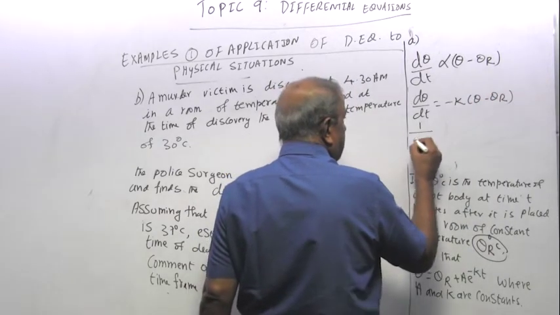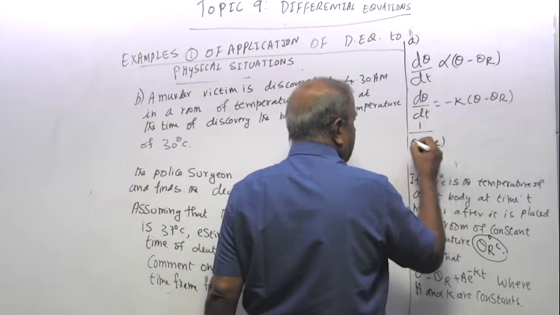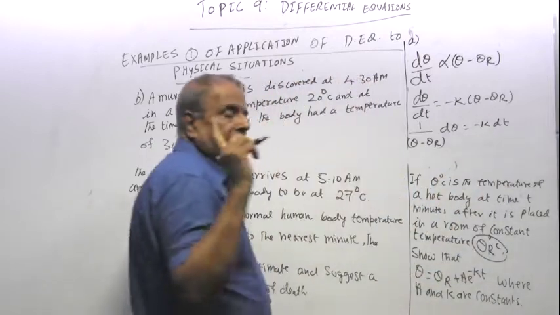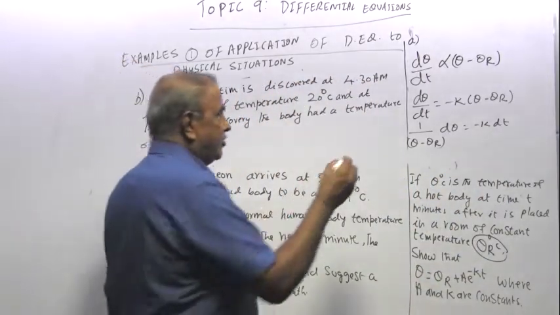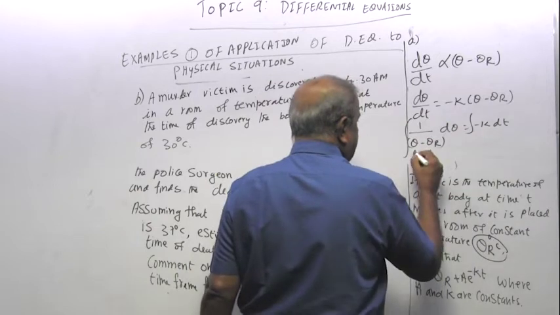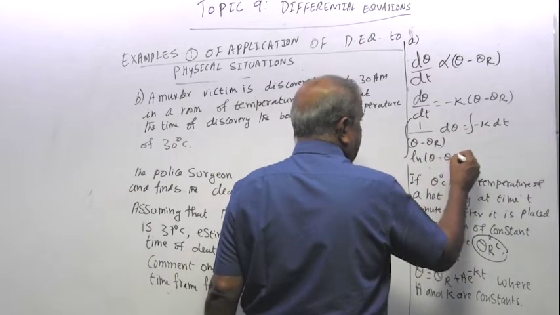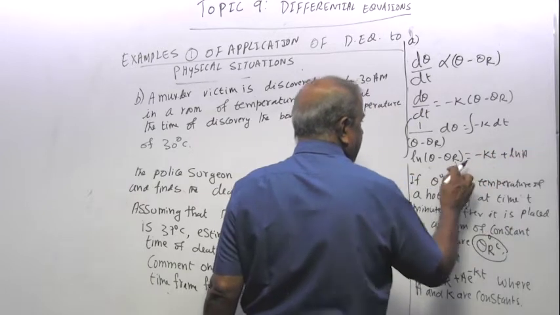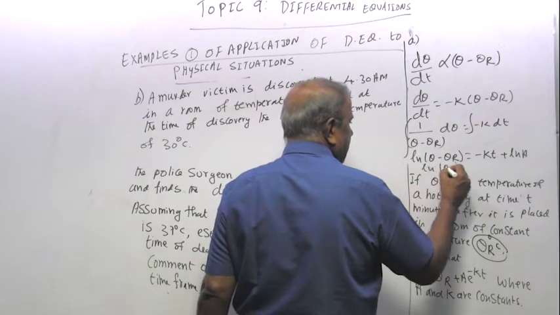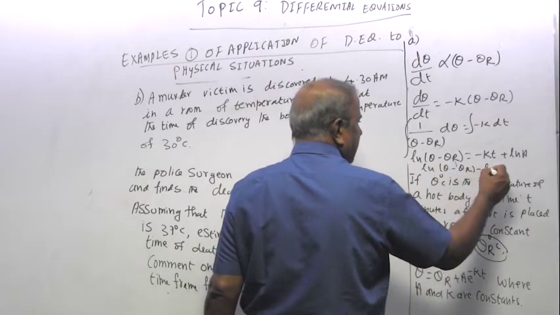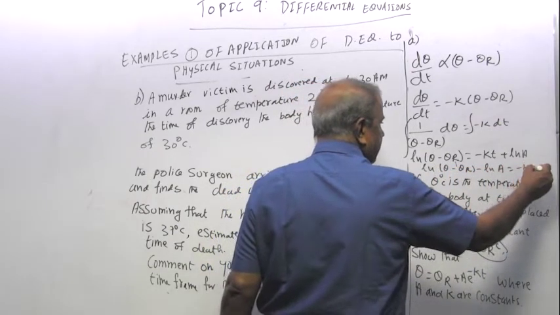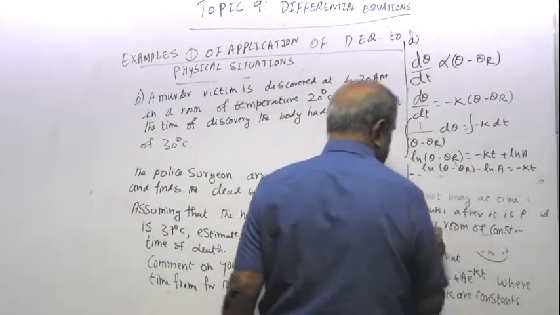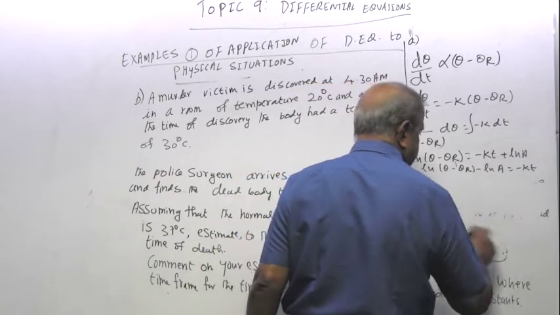Separate the variables. 1 over theta minus theta r d theta equals minus k dt. Remember, theta r is a constant. So if I integrate it, I get ln of theta minus theta r equals minus kt plus ln a. So ln of theta minus theta r, minus ln a, equals minus kt. I can rub this off now because I have used all that information.